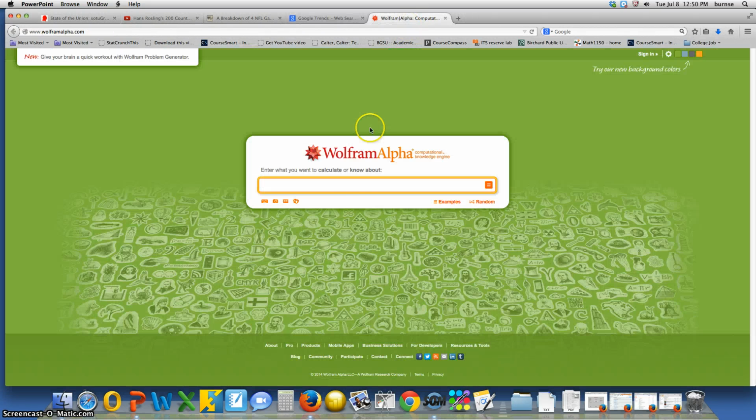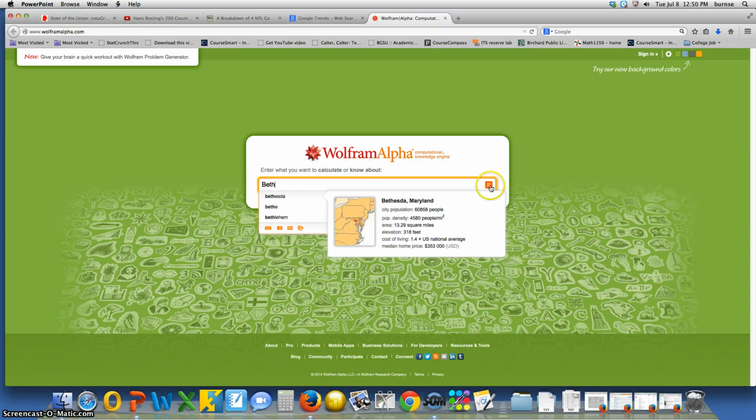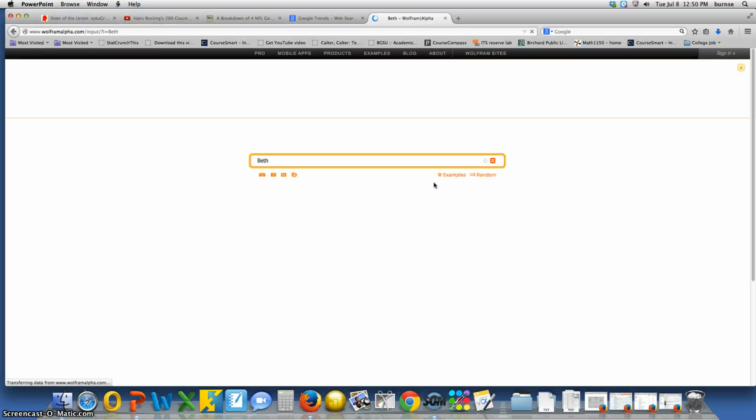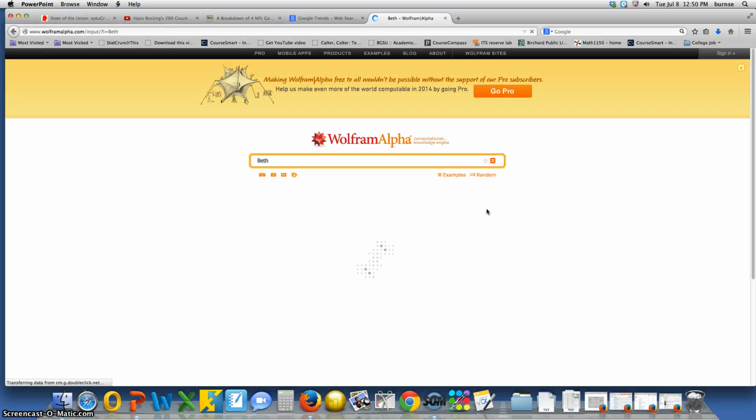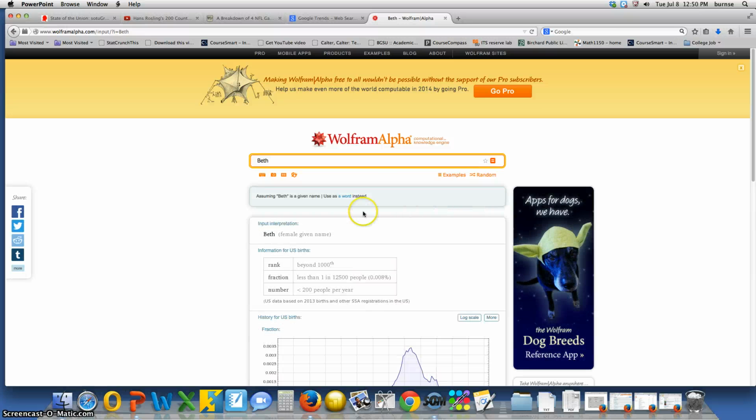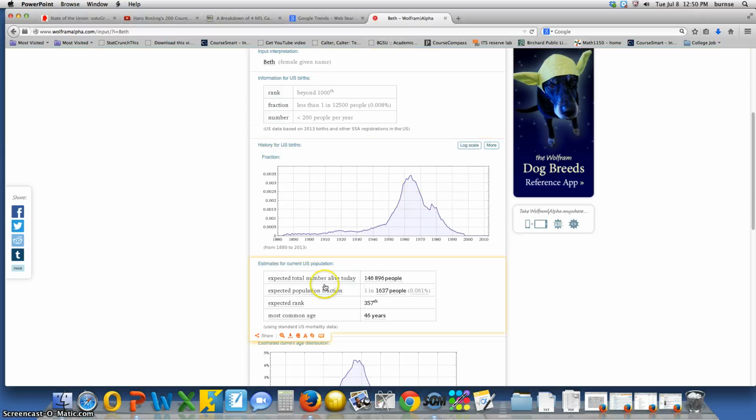Another one is a Wolfram Alpha site, so I can do the same thing here. Let's just try my name on this one. We're doing it as my given name, and you can see this goes all the way back to 1880, and it's searching it as a female given name. It shows you its popularity. I was actually born in 1964 when it was at its height of popularity.